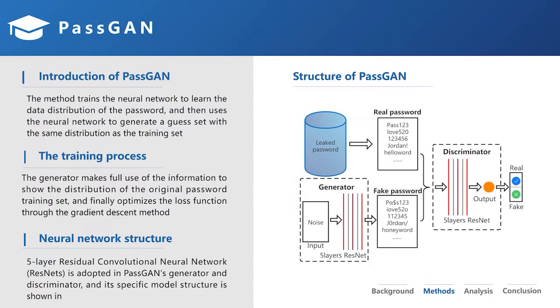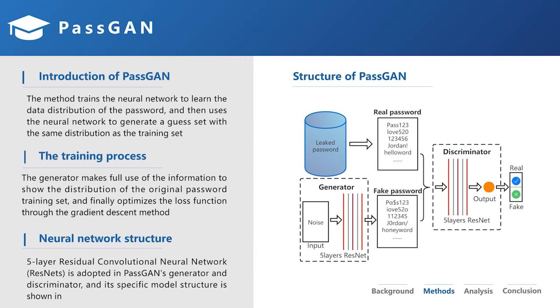I'll go through the technology involved in the article in detail. The first is the password guessing model based on GAN. The GAN-based password guessing model, PassGAN, was applied to password security research in 2019. The method trains the network to learn the data distribution of the passwords, and then uses the network to generate a guess set with the same distribution as the training set.